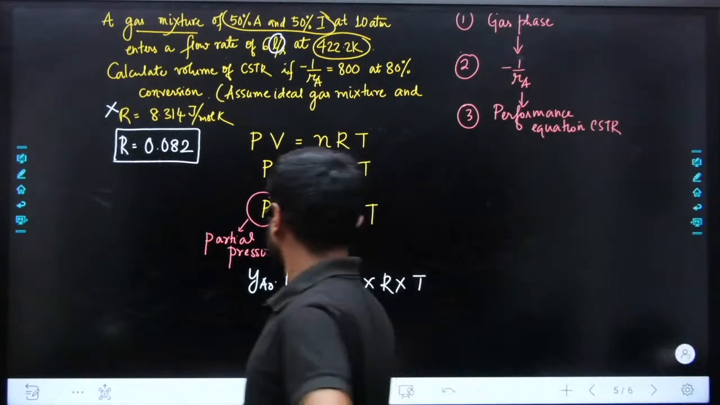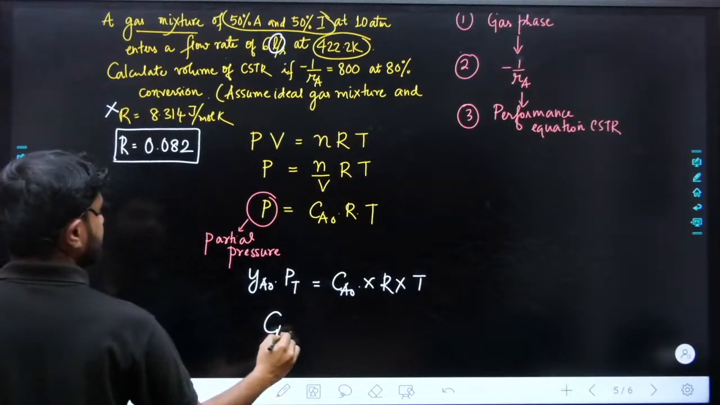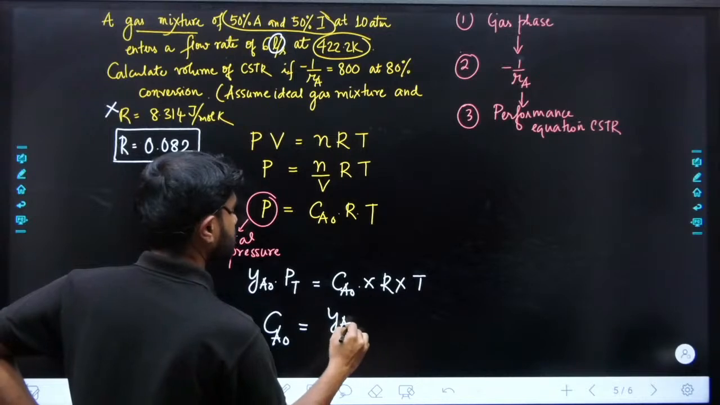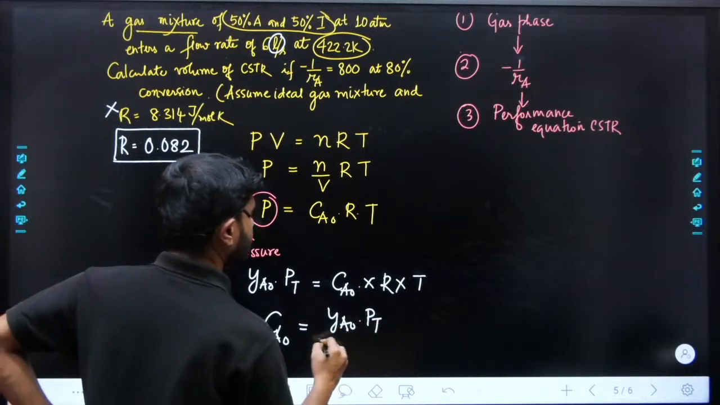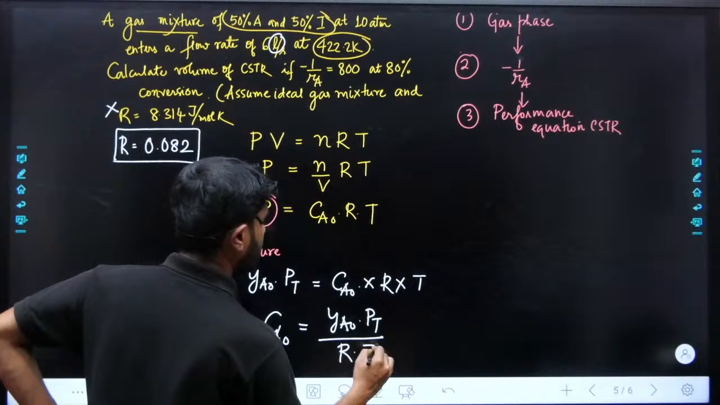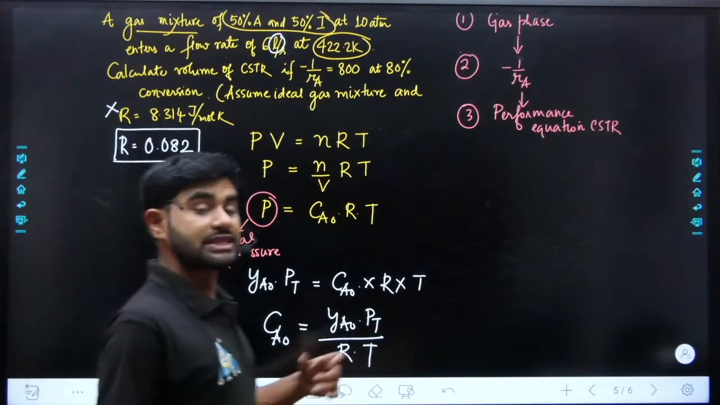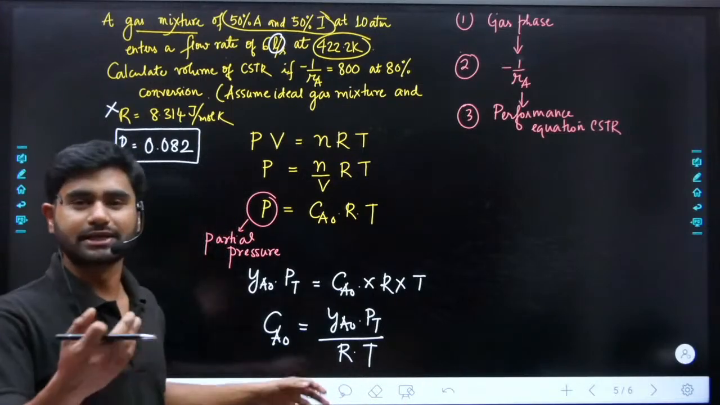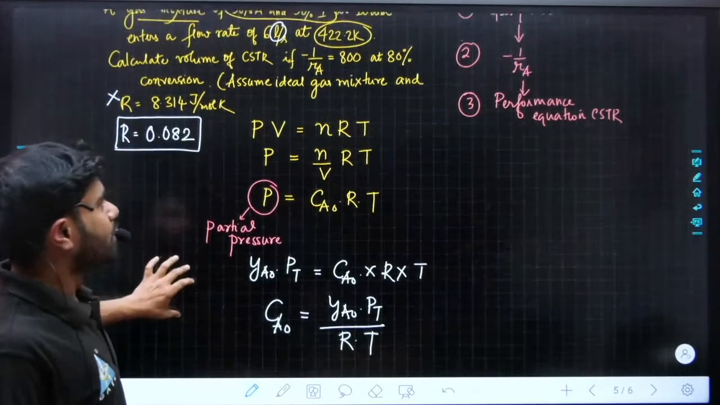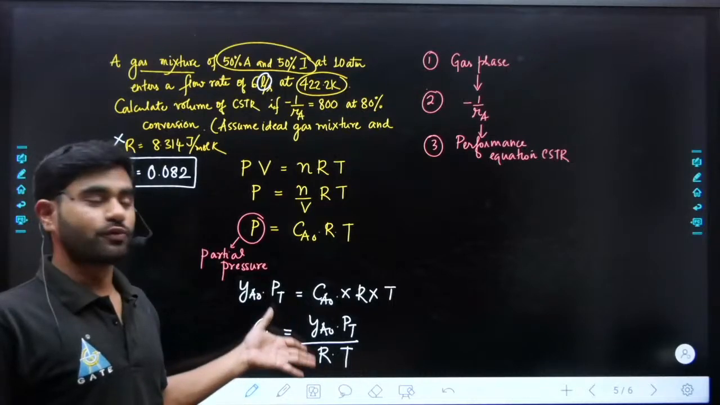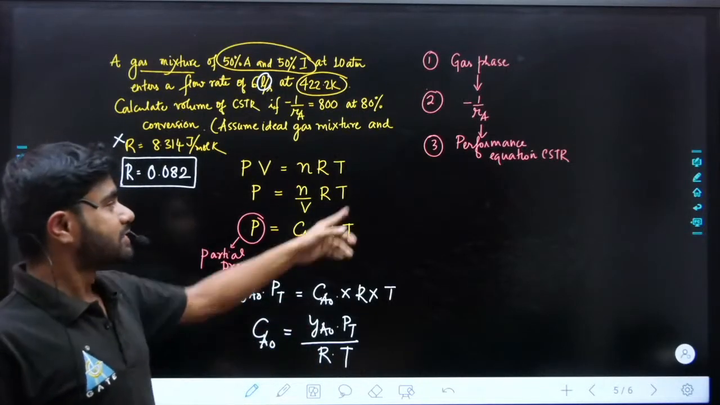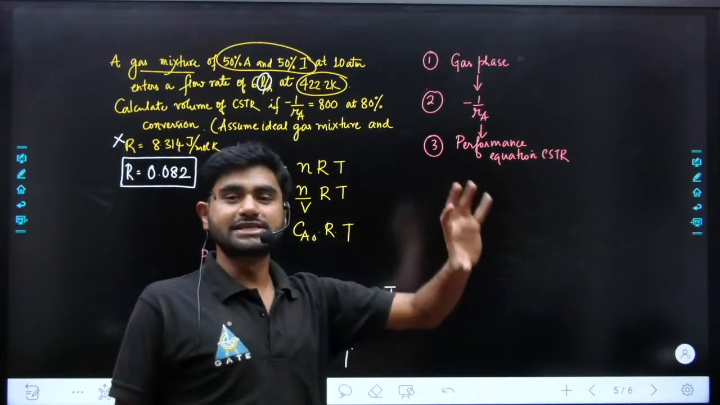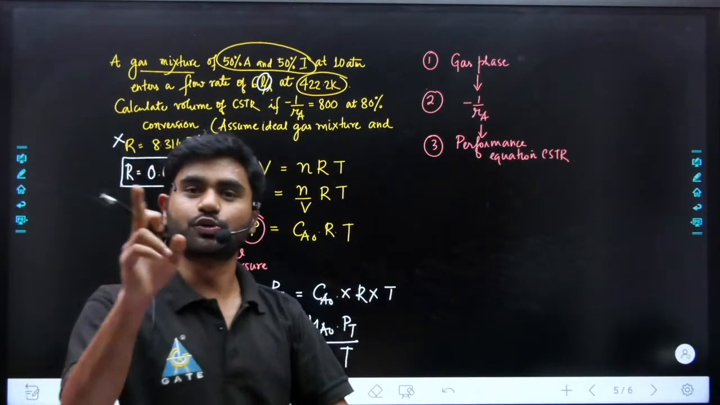So here first you need to calculate Ca naught, which equals Ya naught into Pt by RT. Now help me out with the calculation, please. You know the calculation, right? You just use the calculator and get the answer. Now why are we calculating Ca naught? Because in the last step of the algorithm we know that the performance equation of CSTR has to be used in order to know the volume.